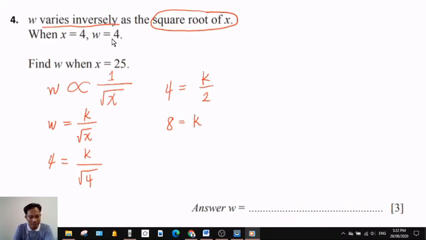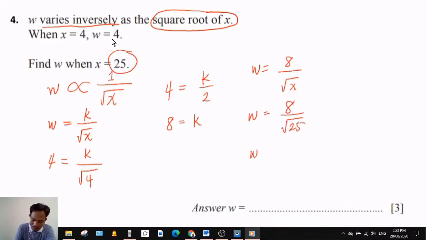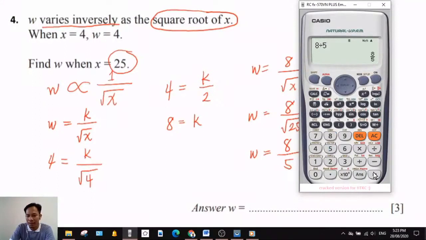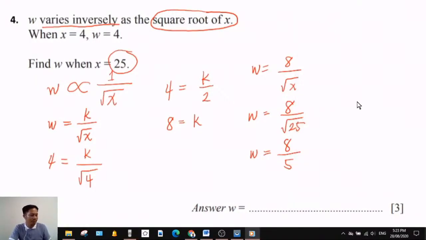If the value of k is 8, then W equals 8 over square root of x. But we know that x is equal to 25. We want to look for the value of W, so W is equal to 8 divided by square root of 25. Since you know that the square root of 25 is 5, W is 8 over 5. It can be 8 over 5, or 1 and 3 over 5, or in decimal, it is 1.6. Those are the possible answers that you can write over here.